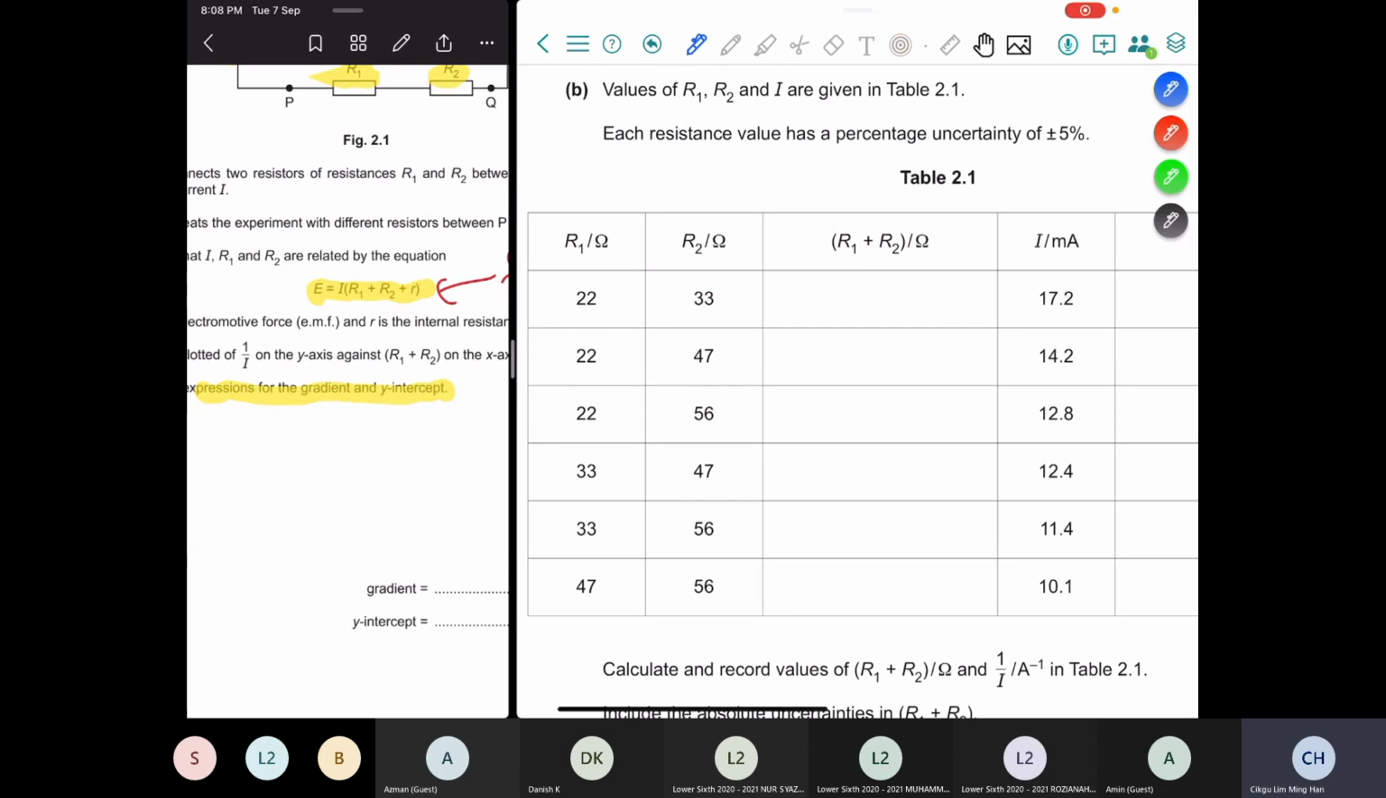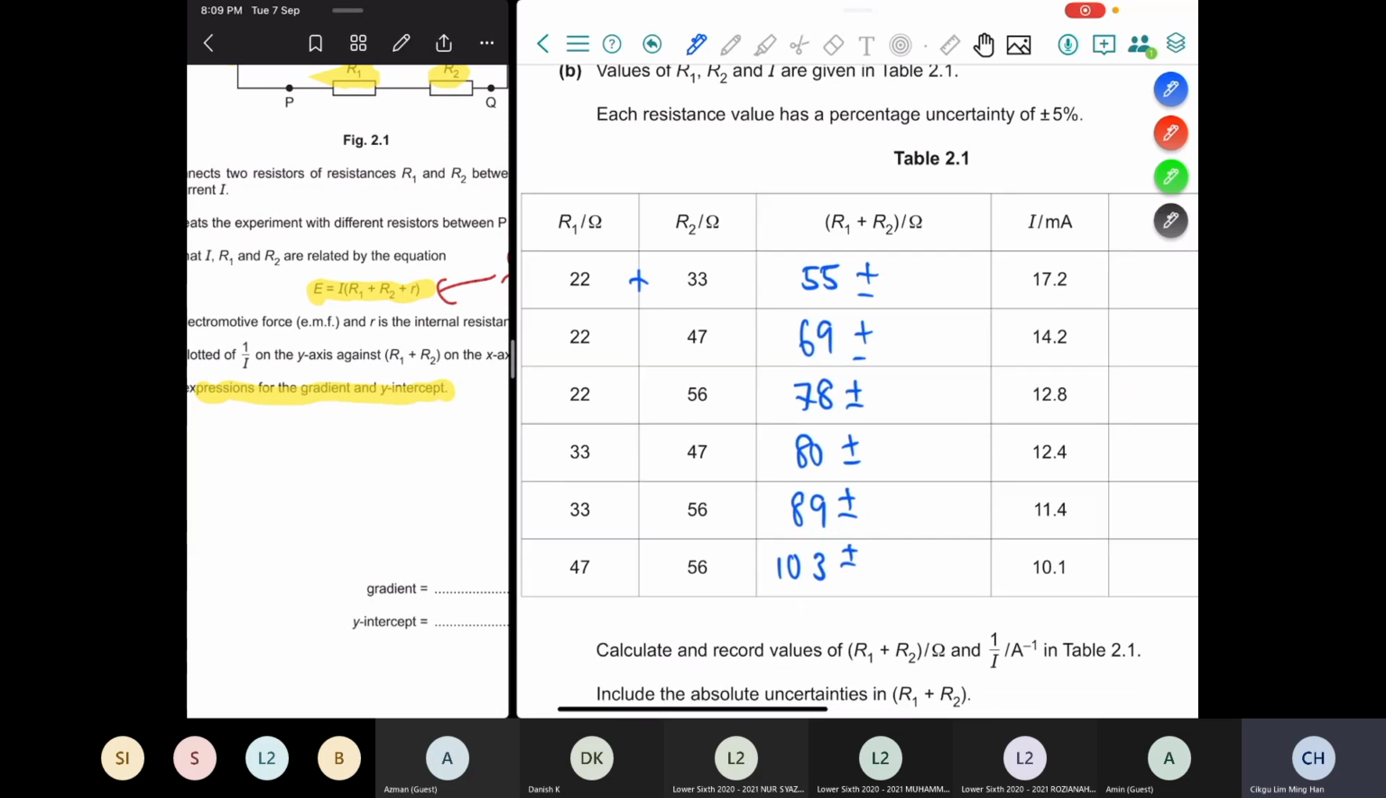So 22 plus 33 is 55. And then this one will be 69. And then this one will be 78, I think. Yeah, 58, 60, 78. This one will be 80. This one will be 33 plus 9 is... 9 plus 8, 89. And the last one is 103. So we have a plus minus for all the uncertainty.